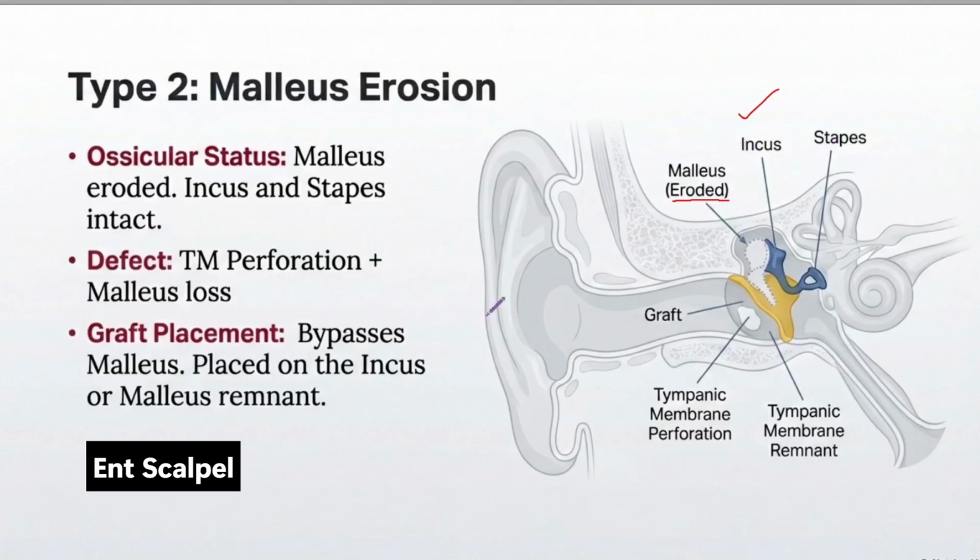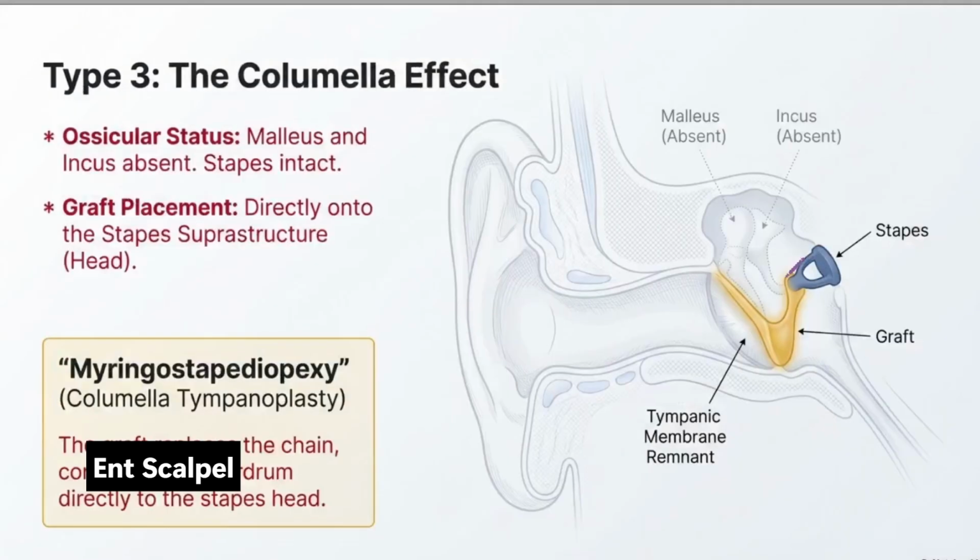And this feels like a big jump. It is a big jump. Types 1 and 2 are sort of variations on normal. Type 3 is where we get into what I call salvage engineering. Because now, the malleus is gone, and the incus is gone too. Both of them. Missing. The hammer and the anvil are out of the picture. Maybe the disease ate them, or maybe the surgeon had to remove them.